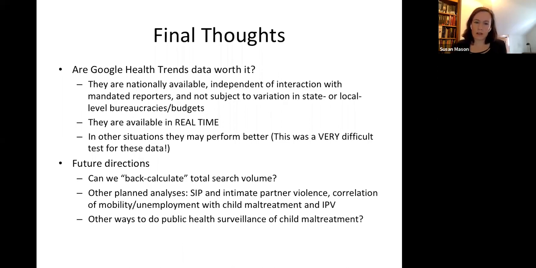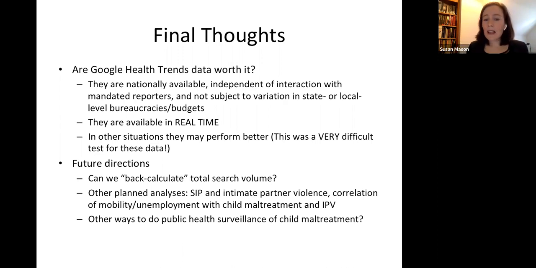We are planning additional analyses to look at SIP and intimate partner violence, and we're also interested in looking at other things like correlations with mobility data and unemployment data. And I'm particularly interested in following this into this fall and winter when a lot of the safety net measures went away. We won't be able to do that probably as rigorously as we did the SIP analysis, but I think it's still worth looking at.